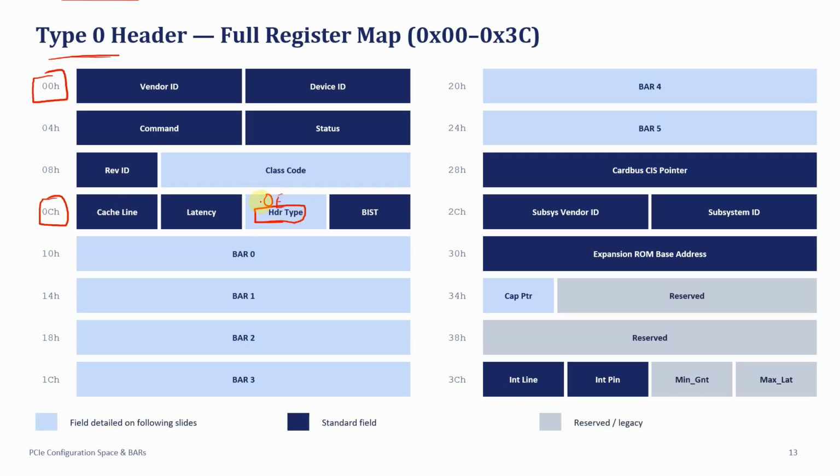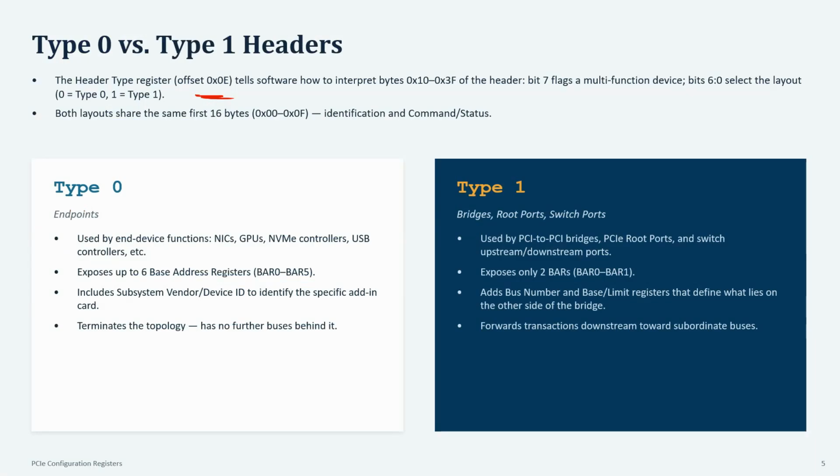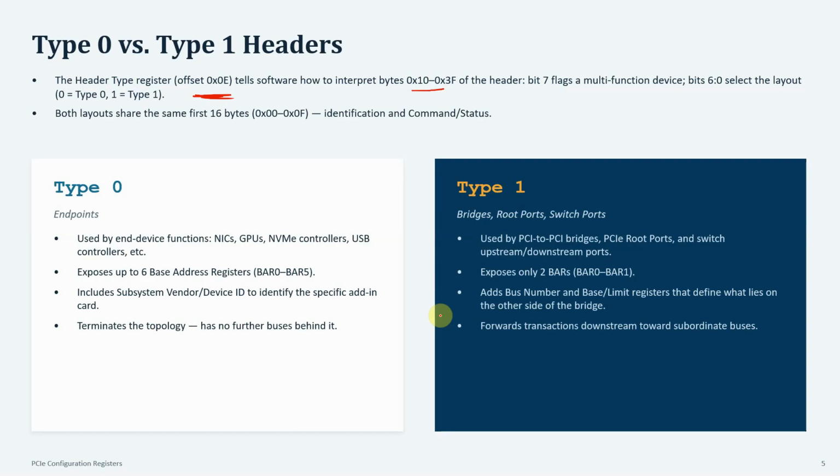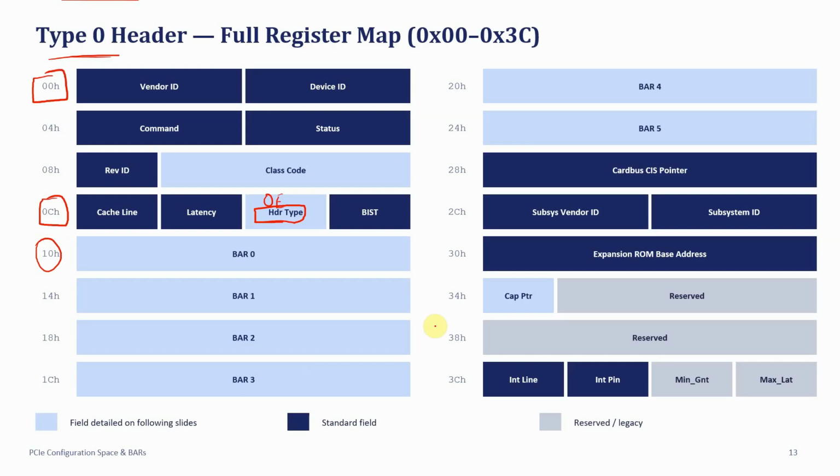This is going to decide what kind of header it is, whether it is type 0 header or whether it is type 1 header. So this particular header type, which is present at offset address E, is going to tell the software how to interpret the bytes from 10 to 3F. So from 10 to 3F, my header is going to tell me how to interpret the register fields.